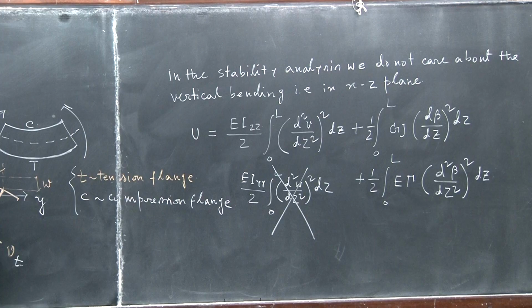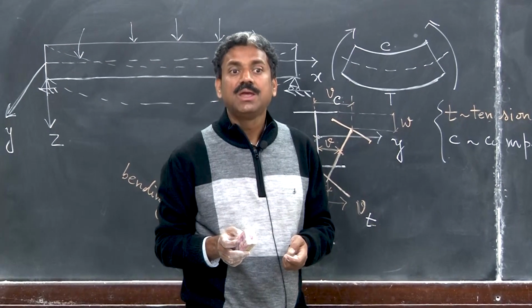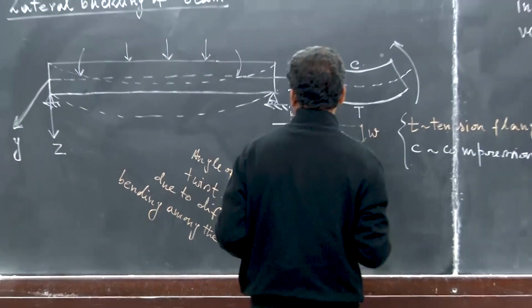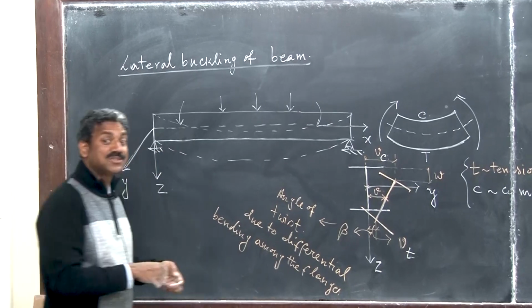But let us now do the work done. How is the work done going to come? Because in estimating the potential energy function, we have the strain energy component as well as the work done. So we will see how the work is coming. The work done is by the external forcing.